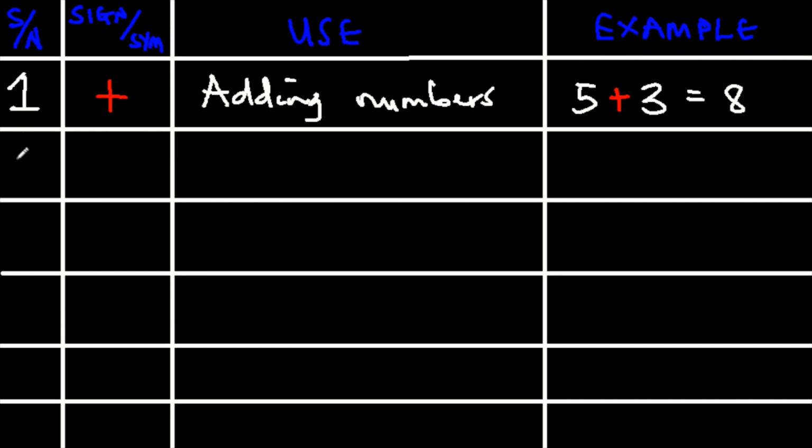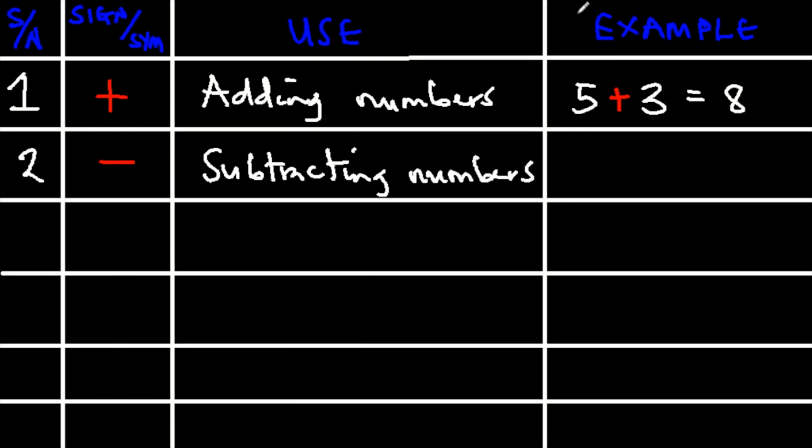The second sign I'm going to be showing you today is this sign. This sign is called the subtraction sign and is basically used for subtracting numbers. For example, let's say we want to subtract 6 from 8. So we are going to write our operation as 8 minus 6, which is equal to 2.